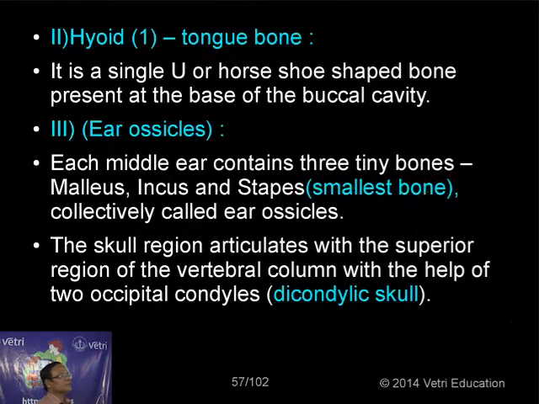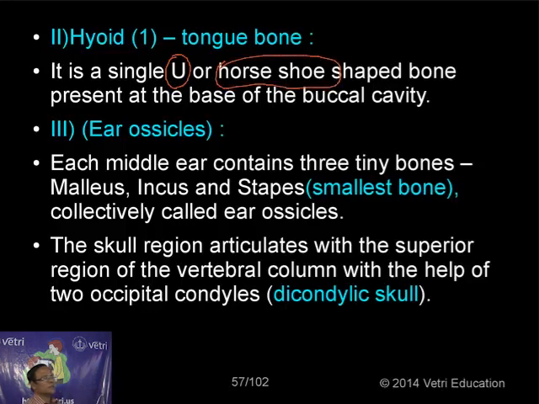Now the hyoid, after the 22 skull bones. It is otherwise called the tongue bone, present just below the tongue, supporting it. It is a U-shaped or horseshoe shaped bone, single in nature, present at the base of the tongue, and we can say at the base of the buccal cavity too.